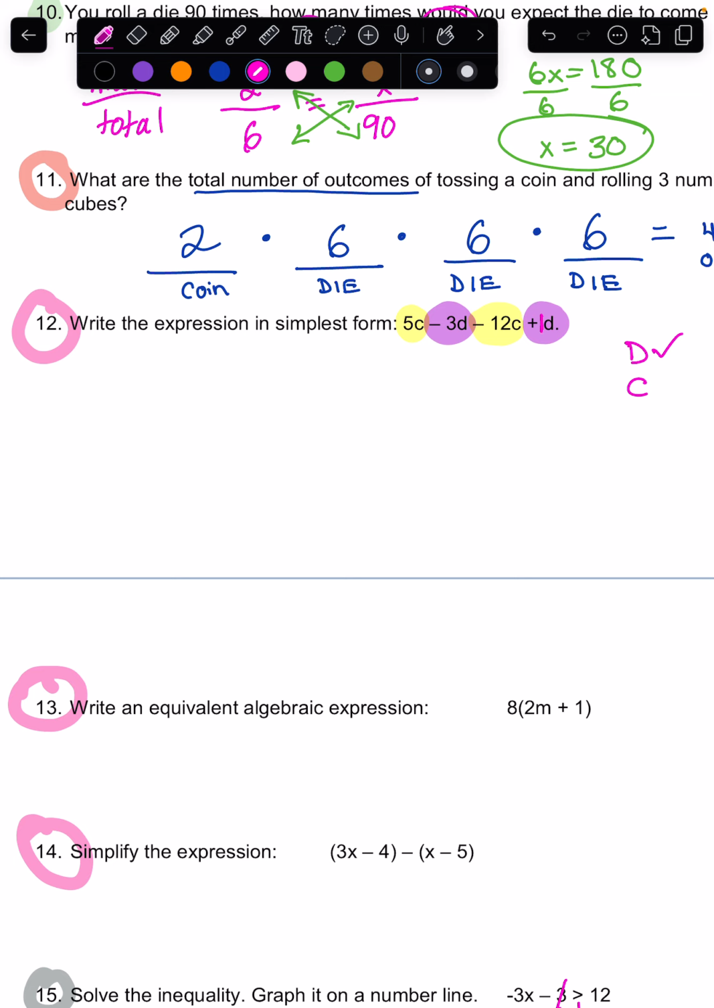Now, when you combine like terms, you're putting them together, so you're going to be adding. So in your calculator, you would do 5 plus negative 12, which should give you negative 7c. Then you're doing negative 3 plus 1, which gives us negative 2d. There's nothing else that you can do in this situation, so you stop, and that is your simplest form.